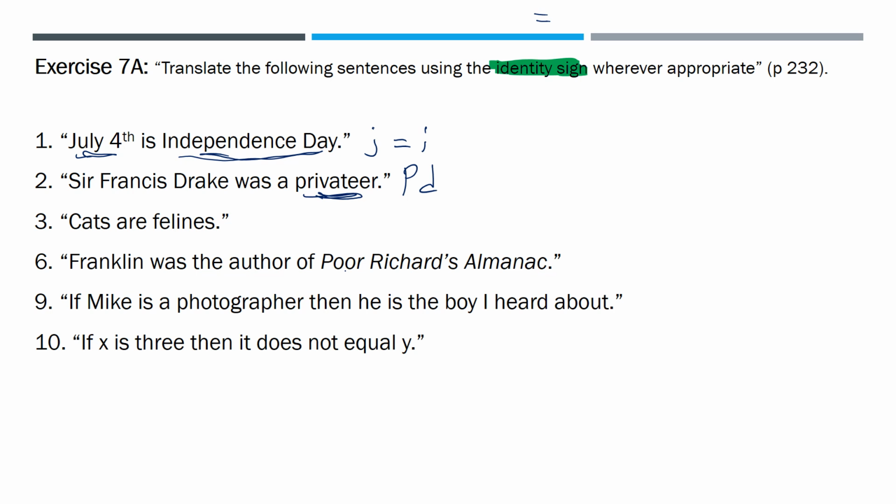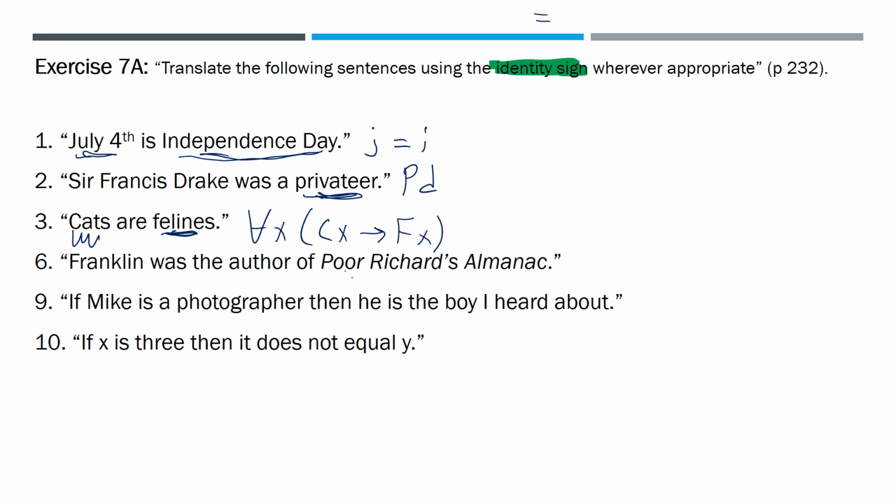Number 3 tells us cats are felines. Felines, again, is just a predicate. It's not identical with cats, but note that cats is a general term. It doesn't reference a particular cat, but just all cats. Hence, we need universal quantifiers. We'll say for all x, if x is a cat, then x is a feline.